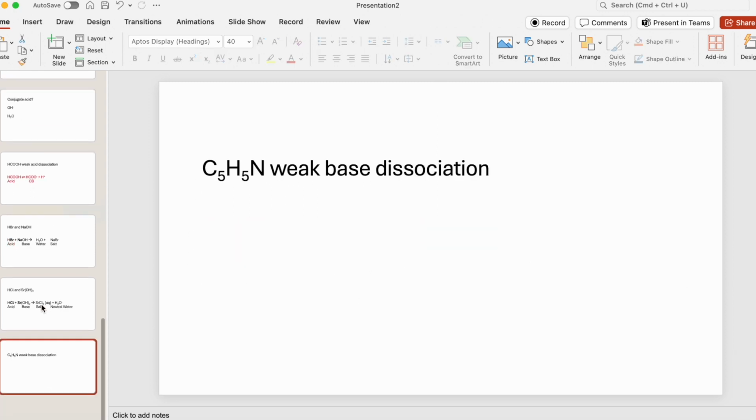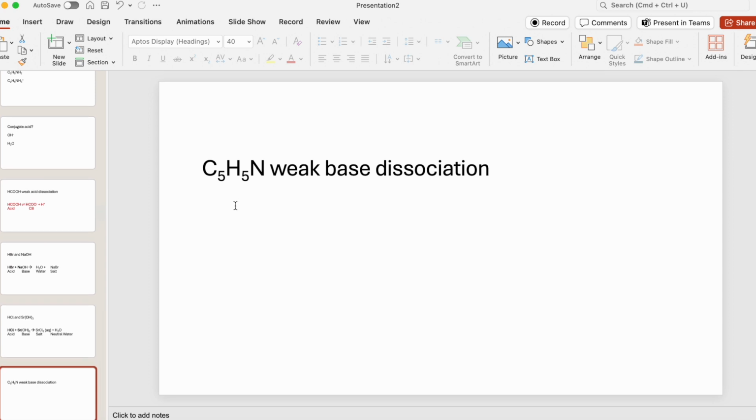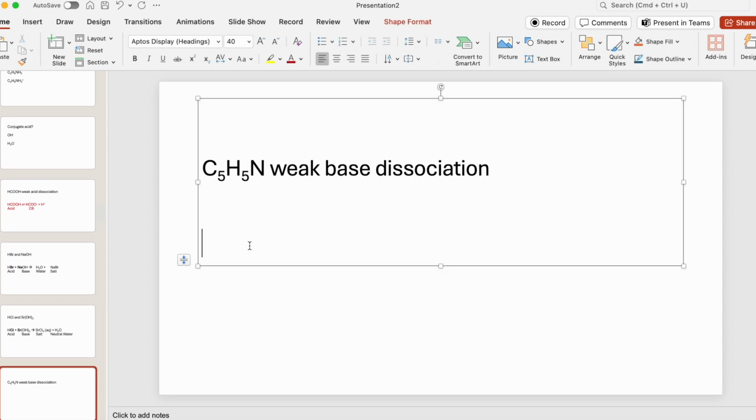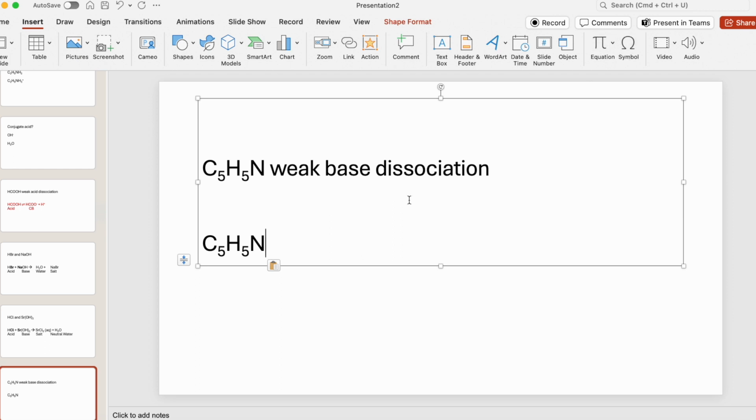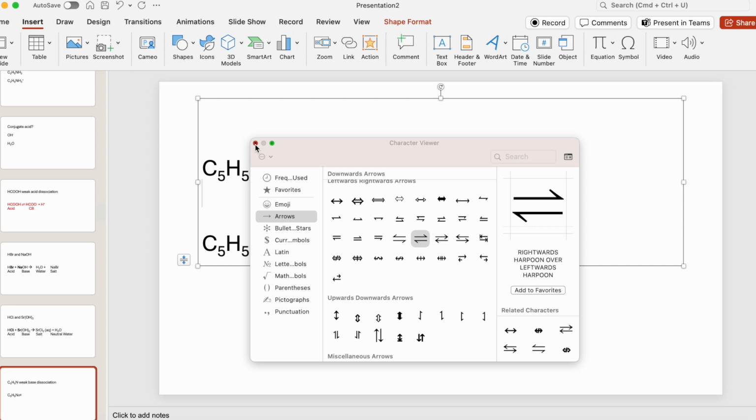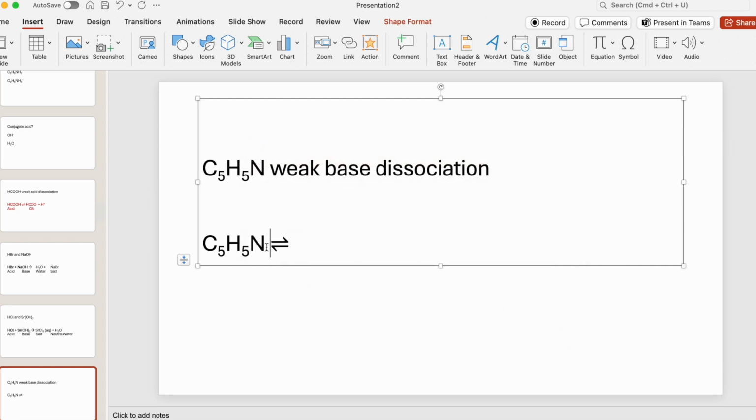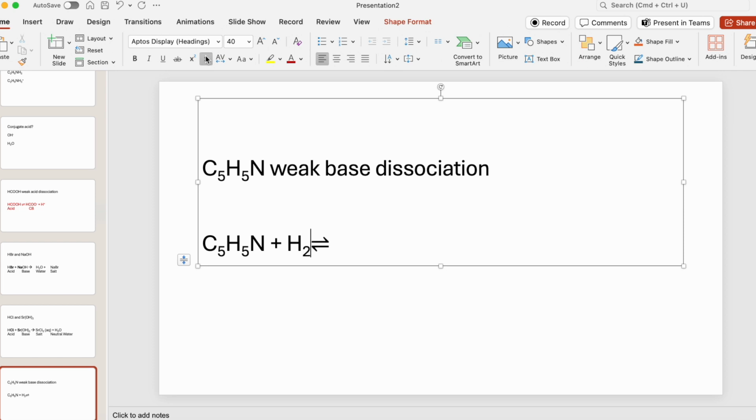Let's check out one more. I have C5H5N as a weak base dissociation. So I'm going to take this, and we're going to insert our special symbol of our double arrow. If we're a weak base, I need to be at equilibrium. But my shortcut here, just so that you know where the OH comes from, is we're going to add water to this. There you go. So we're going to add our water.